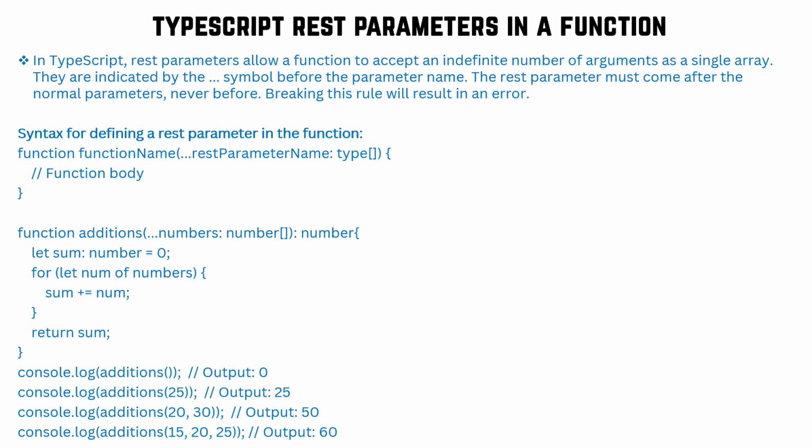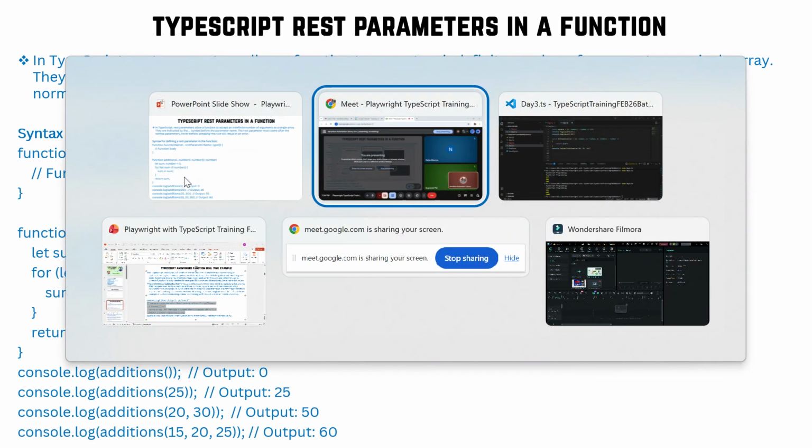So in TypeScript, rest parameters allow a function to accept an indefinite number of arguments as a single array. They are indicated by the dot dot dot, or triple dot, symbol before the parameter name. The rest parameter must come after the normal parameters and never before. Breaking this rule will result in an error. So the syntax is function, function name, triple dot, rest parameter name, and type of, then the function's body. Let's try to do it. Rest parameters.